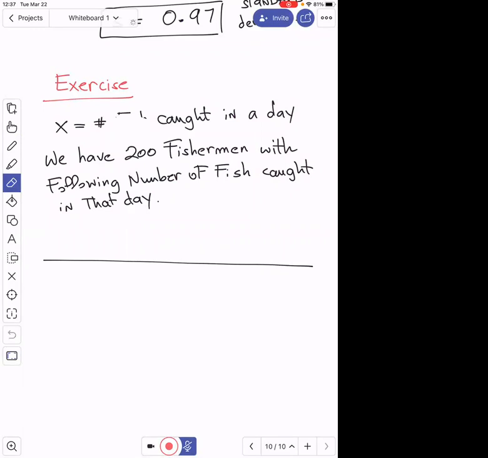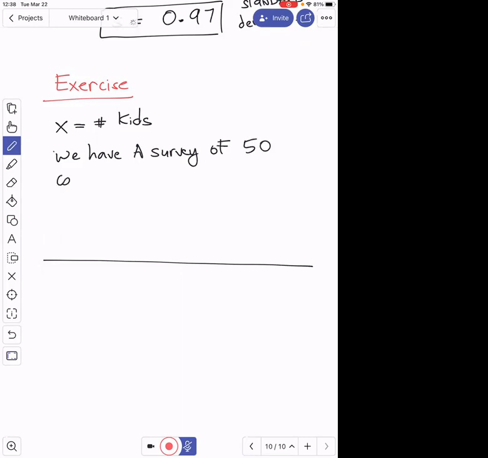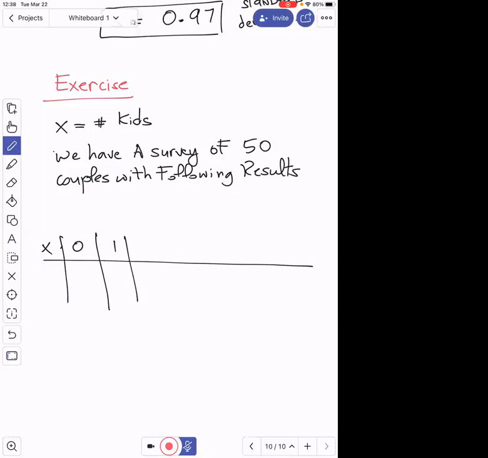So let's say X represents the number of kids. Okay, and we have a survey of 50 couples with the following results. So X represents the number of kids, number of children, and so here X, first we have 0, 1, 2, 3, and then 4.